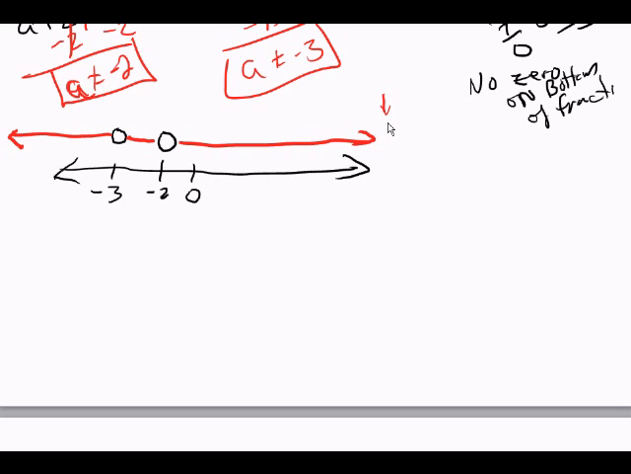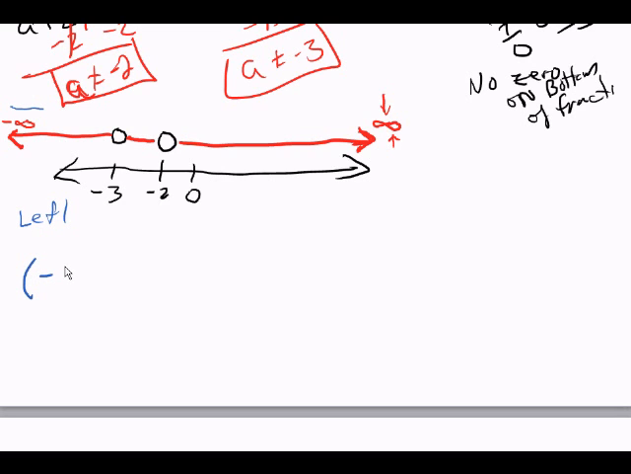Now, can you tell me what's on the far right-hand side of this number line? What's the furthest number on the right? Yeah, this arrow means it goes to infinity. Are you familiar with this symbol? Infinity is a sideways 8. And over on the other side, because those are negative numbers, we have negative infinity.